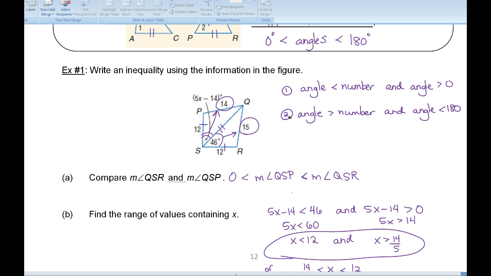Now, does that make it clear? If 5x minus 14 was less than 46, you would also do 5x minus 14 is greater than 0. If this had a greater than 46, then you would say less than 180. And then you just solve for x. So you see where the x is? You have to see if the x part is bigger or less. If the part with the x is less than, then we have to make sure that's also greater than 0. If it's greater than, we have to make sure it's less than 180.